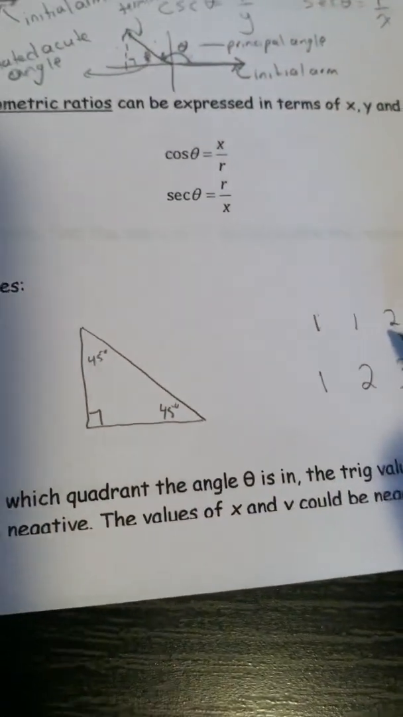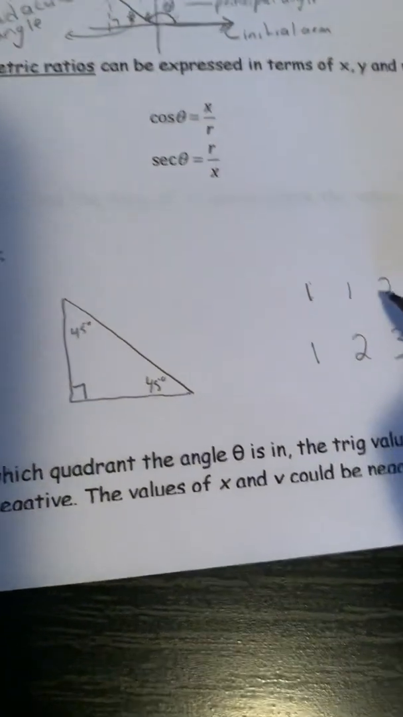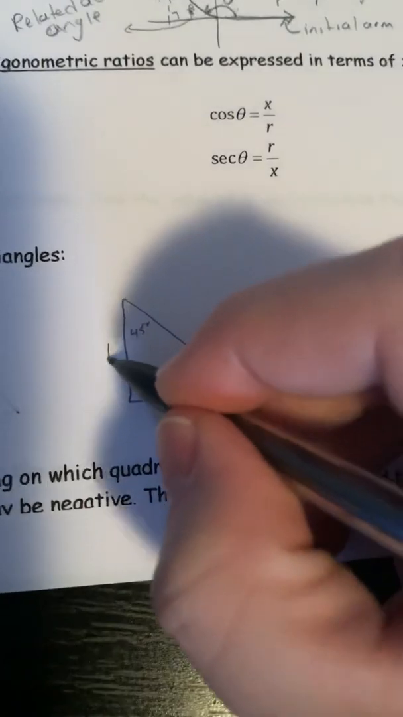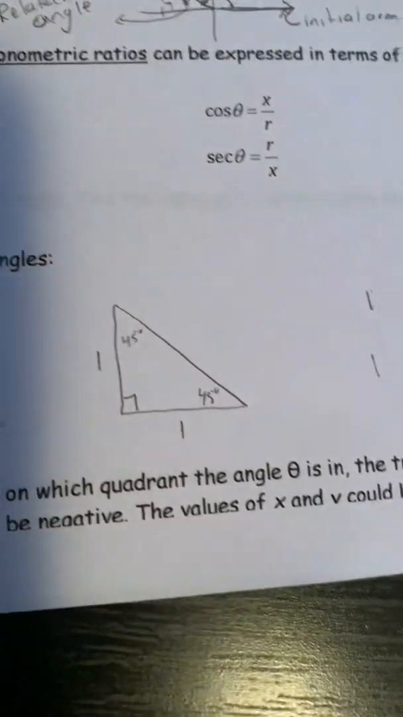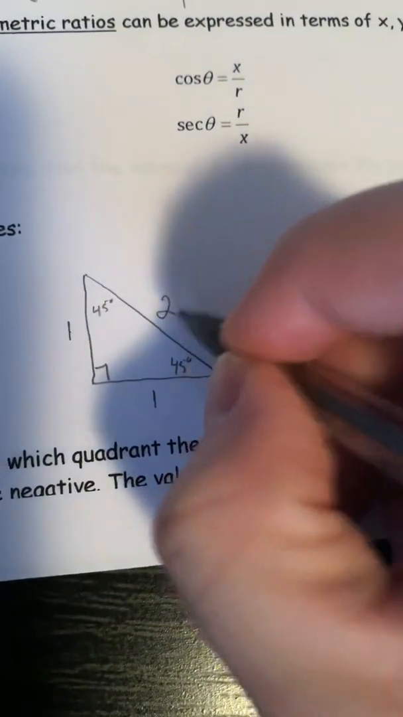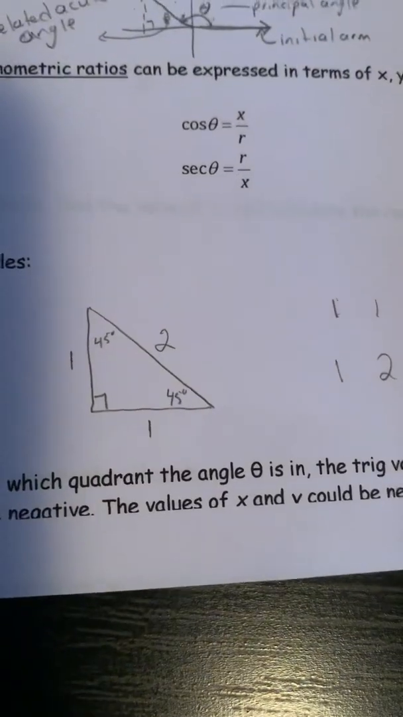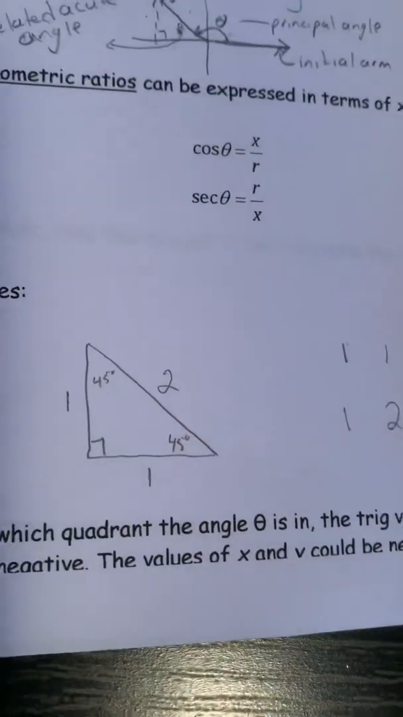Okay, so the side 1, 1, 2 would have to be on an isosceles triangle. So the isosceles triangle is the 45 degrees. So the two sides that are the same are here and here, and that means the 2 will go on the hypotenuse. Okay, but we're not finished with the numbers.